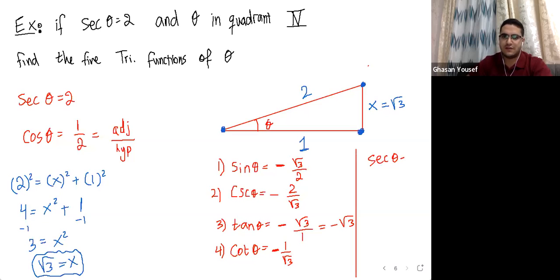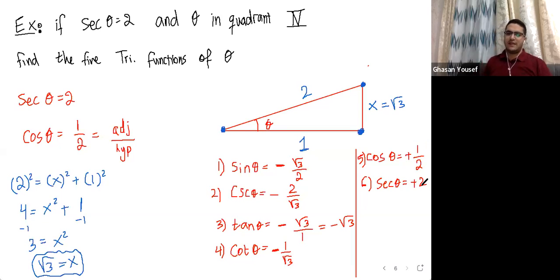Let me start from the cosine of theta. Because it's in the fourth quadrant, the cosine is positive. And the cosine is 1 over 2, adjacent over the hypotenuse. This is number 5. Number 6 is the reciprocal of the cosine. The reciprocal of the cosine is the secant theta, and again it is positive. The reciprocal of 1 over 2 is 2. That's it.